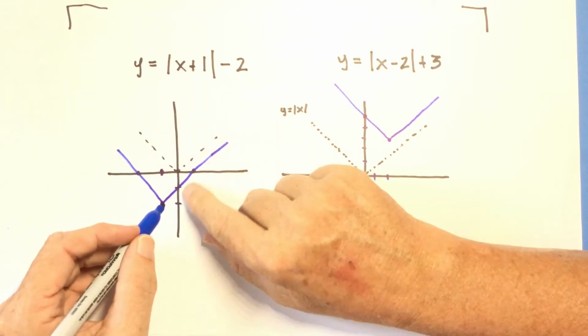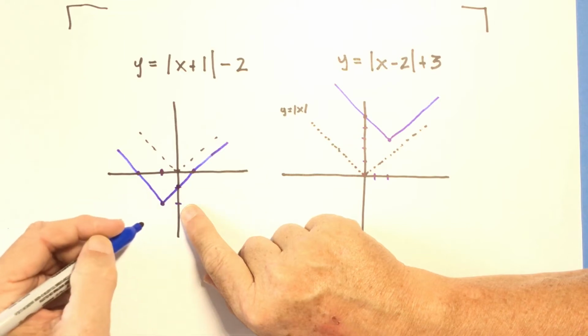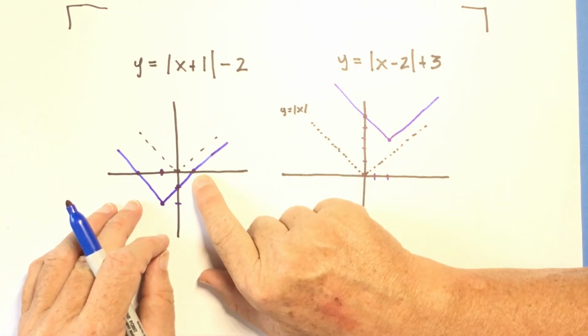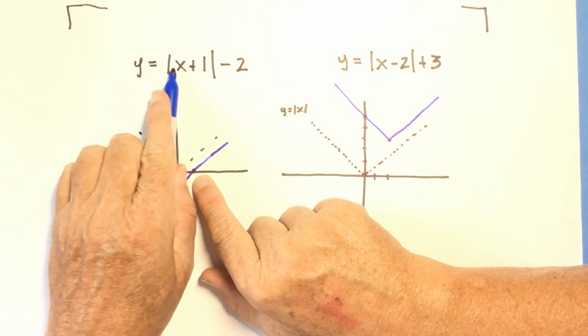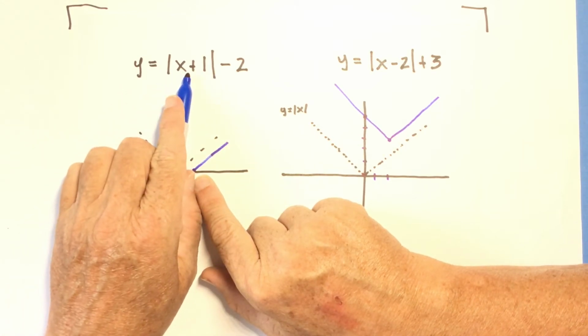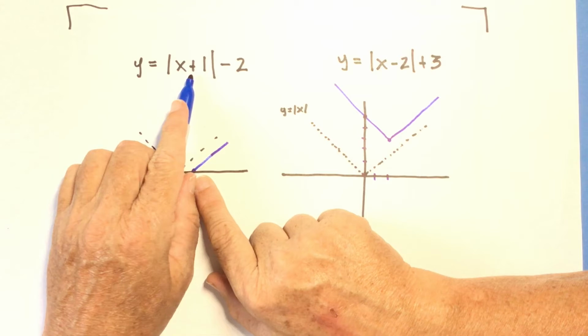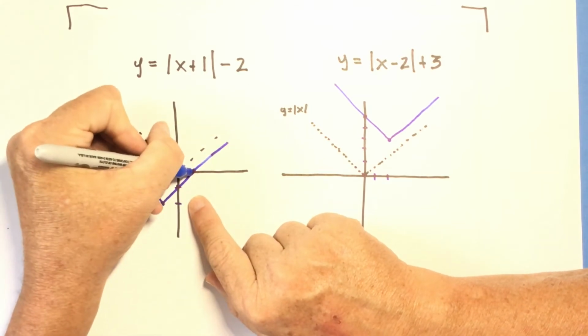1 minus 2 is minus 1. That's that point right there, 0, minus 1. Okay? Up here, when x is 1, I have 1 plus 1 is 2. Absolute value of 2 is 2. 2 minus 2 is 0. So that's how we get the point right there.